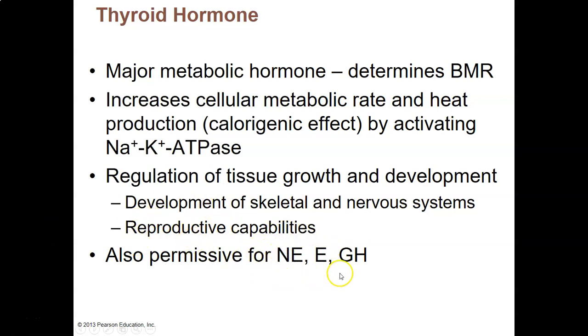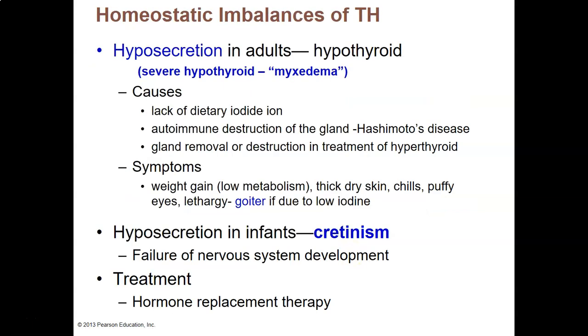Also, as I mentioned, thyroid hormone is permissive for norepinephrine and epinephrine. Everything they do, they do more of in the presence of thyroid hormone. And growth hormone as well. You need thyroid hormone for growth hormone to do its thing. So what if you don't have enough thyroid hormone? Well, you'll have reduced metabolism. I'm getting ahead of myself.